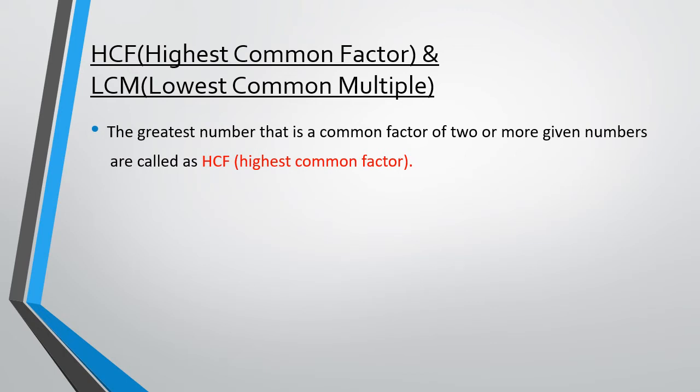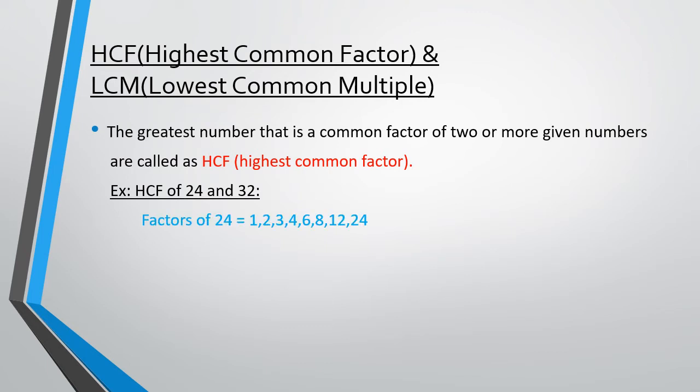That is, we are going to find the factors of two or more given numbers and then we will find the common factors of all those numbers and check which is the highest common factor, and that will be my HCF. I'll explain with an example. HCF of 24 and 32.